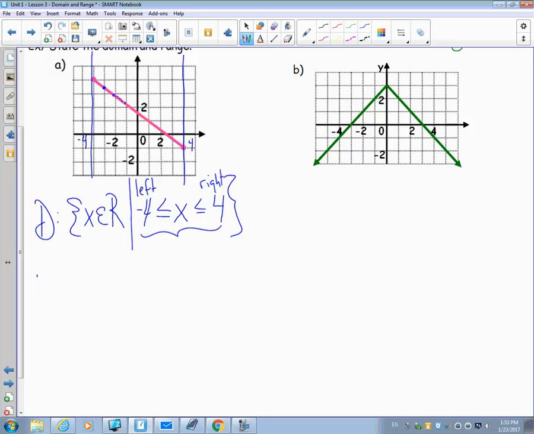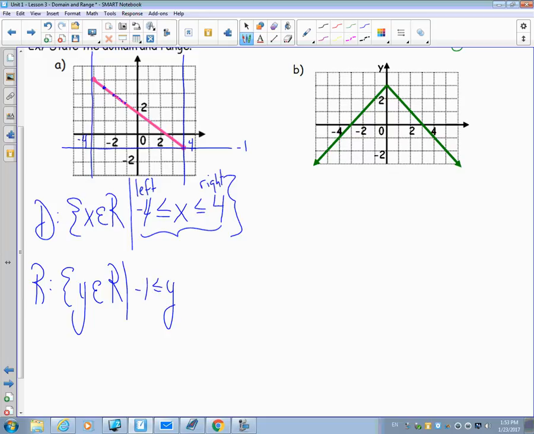Okay, let's try our range. Still made up of lines, but we're talking about the y values now. So y is all real numbers. Picture frame. How far down? What's the lowest y value we ever get to? That one is right here. How low is that? Negative 1.